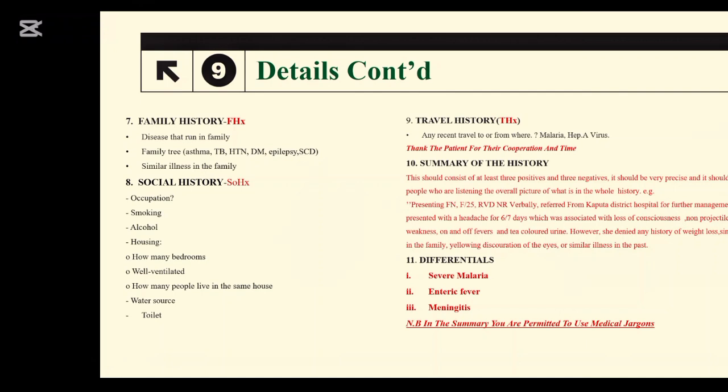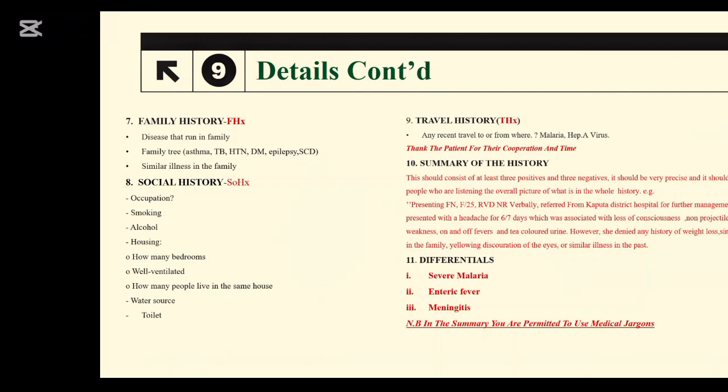Of course, TB doesn't run in the family, but if you stay in the house with the same family or with a member that has TB, you're likely to have it as well, especially if your immune system is compromised. Do you have any history of a similar illness in the family? For example, if it's a cough, is there anyone that is coughing in the family? That's all. From there, you can move to what is called social economic history.